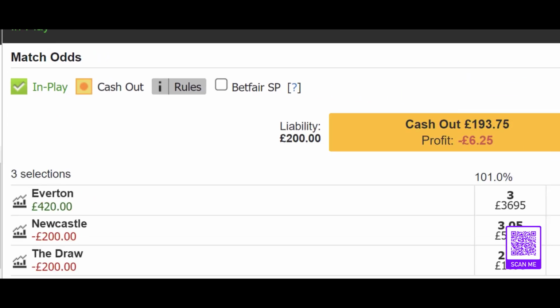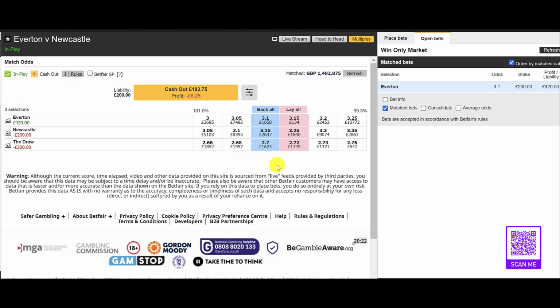I'm going to back Everton here, and we're going to see if the goals we're expecting that Everton, well, we expected Everton to score 2. We're only going to need really 1, okay, for a successful trade. But let's see if these goals that we were expecting do materialise in the second half. Everton 0, Newcastle 0. Let's see what happens next.